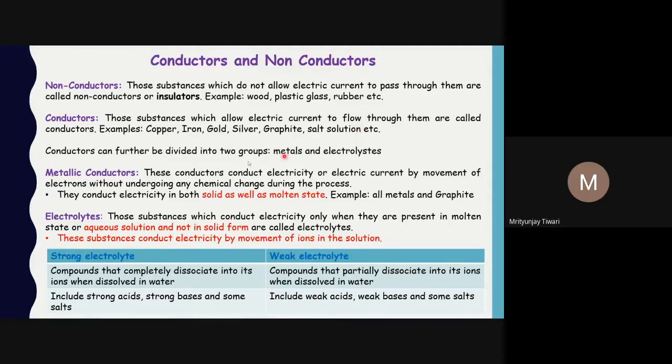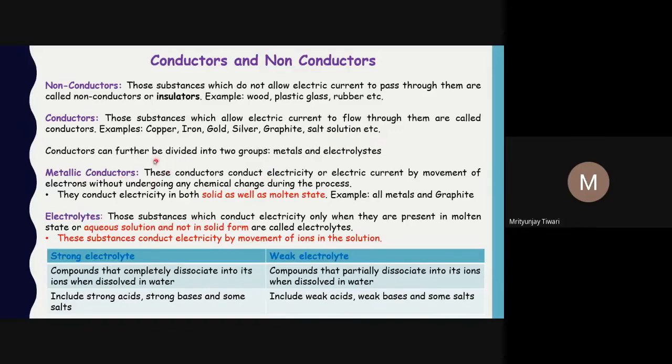The conductors are substances which allow electric current to flow through them. Examples of conductors are all the metals, usually salt solutions, molten electrolytes or molten ionic compounds, and molten metals. Graphite, as I mentioned, and salt solutions are also conductors. So conductors can be divided into two groups: metals and electrolytes. Metals include all the metals and graphite, and we know a salt solution is an electrolyte.